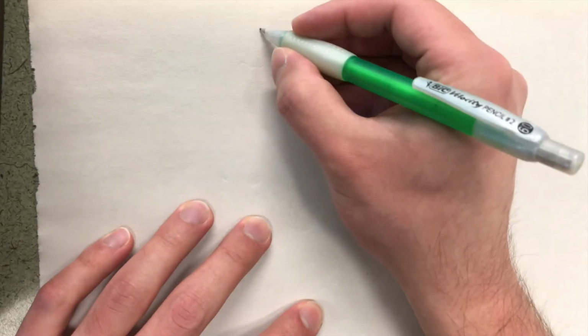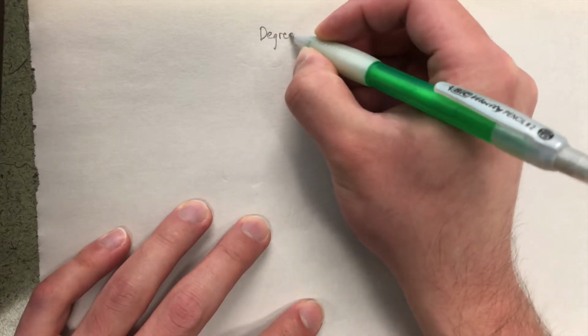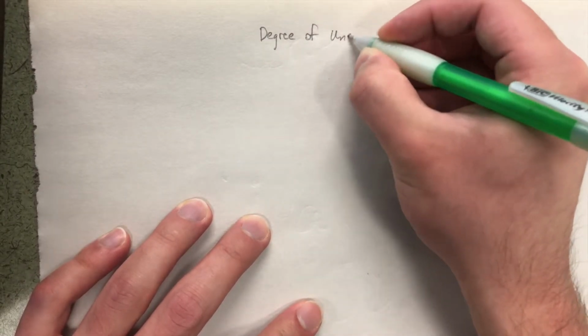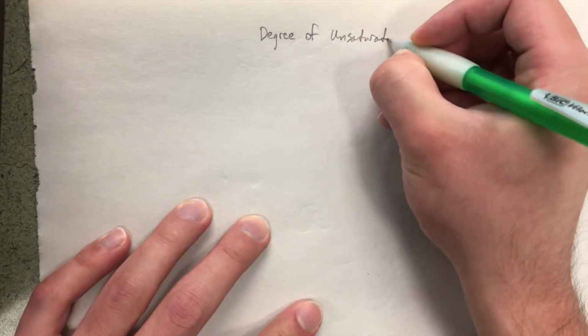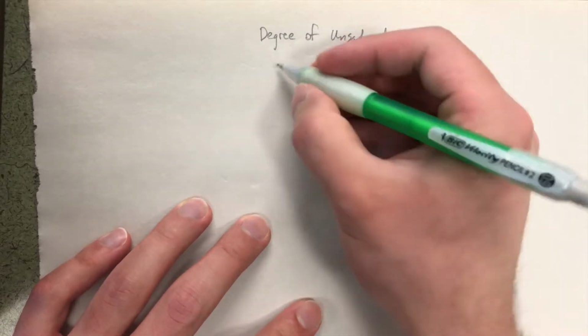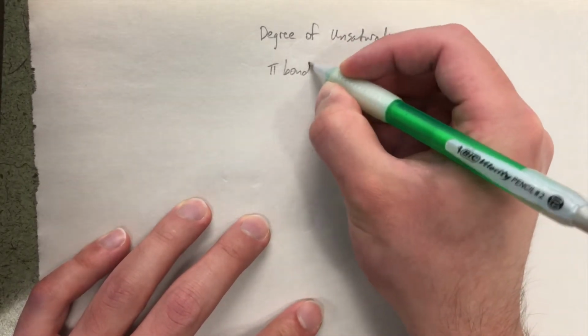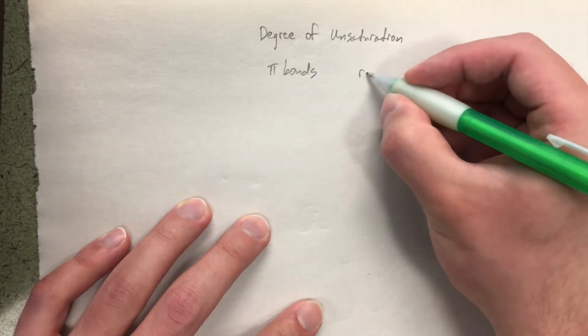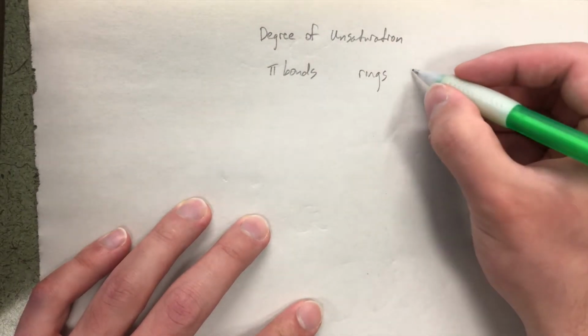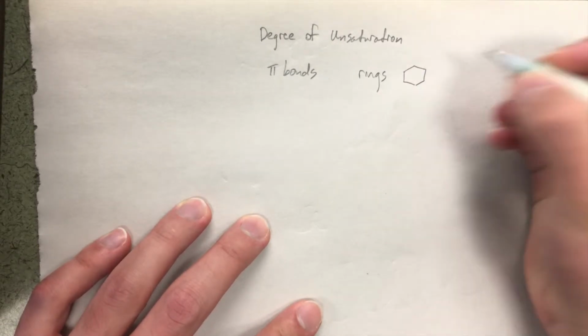So if we're trying to figure out the degree of unsaturation of a hydrocarbon molecule, we basically want to know how many either pi bonds or hydrocarbon rings are present in the molecule. So we're trying to figure out the degree of unsaturation. And basically the two things that cause a hydrocarbon to be unsaturated are pi bonds, which are double bonds, and rings. And the classic example of a ring is like your cyclohexane ring.